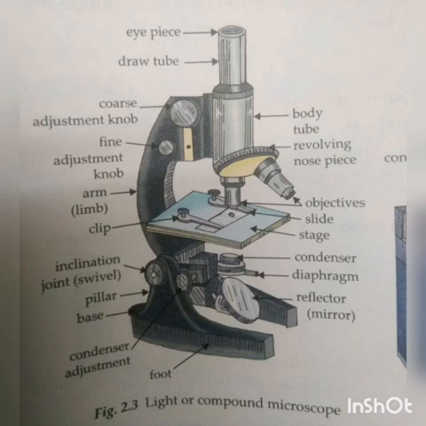That is the structure of the microscope. First, on the left side, the eyepiece. Second, draw tube. Next, coarse adjustment knob. Next, fine adjustment knob.